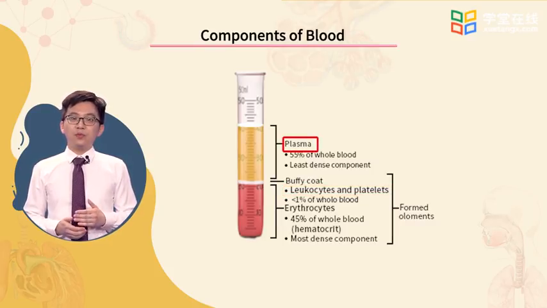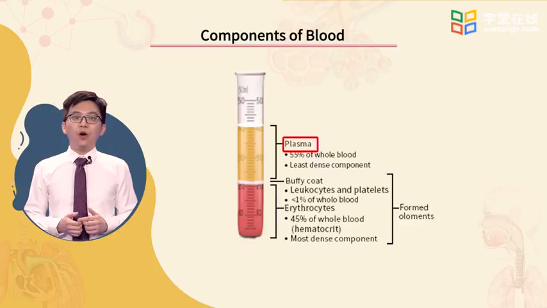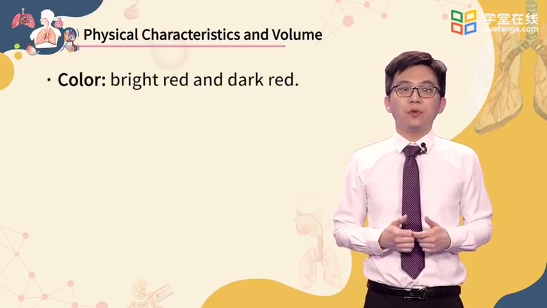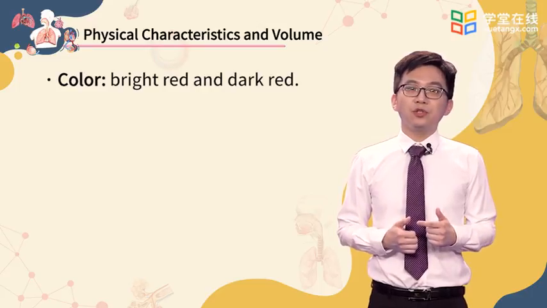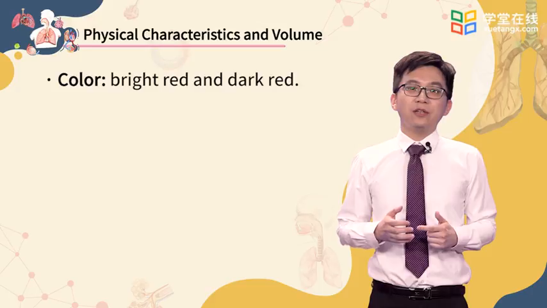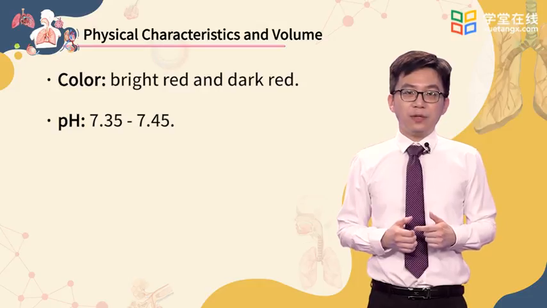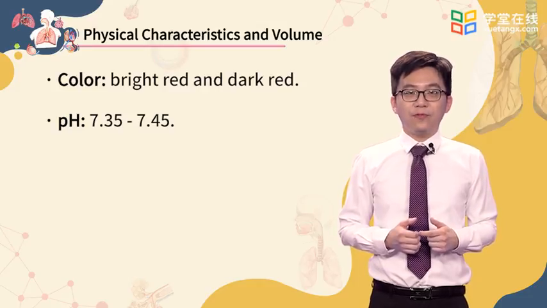Finally, up at the top, you will see the yellowish plasma, which accounts for the remaining 55% of your whole blood. Whole blood is a red, opaque fluid and is kind of sticky, salty, and has a metallic taste. Depending on the amount of oxygen it's carrying, the color of blood varies from scarlet, oxygen-rich, to dark red, oxygen-poor. It's about 5 times more viscous than water, largely because of its formed elements. And it's slightly alkaline, with a pH between 7.35 and 7.45.